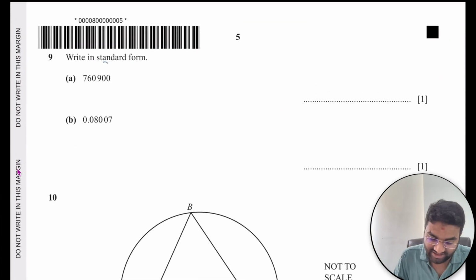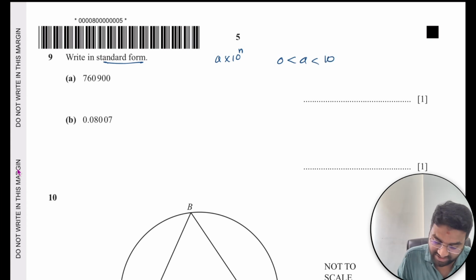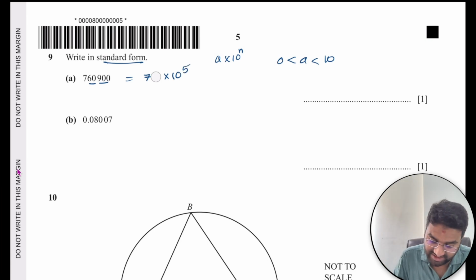Then next, you have to write it in standard form: a times 10 to the power of n, where a is between 1 and 10. So here you can count 1, 2, 3, 4, 5. So 7.6 times 10 to the power of 5. That's it.